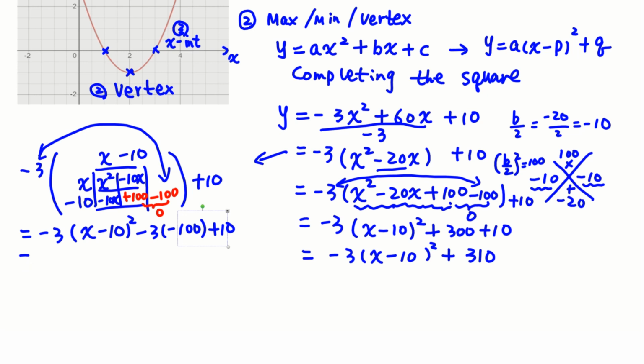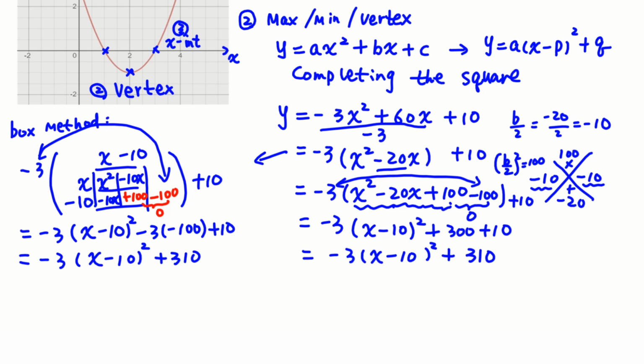You will have negative 3 bracket x minus 10 bracket squared, then plus 310. So you will see they are the same. The first one is just the traditional method, which most textbooks will use, and the second one we call the box method. So pick the method that you are comfortable with.